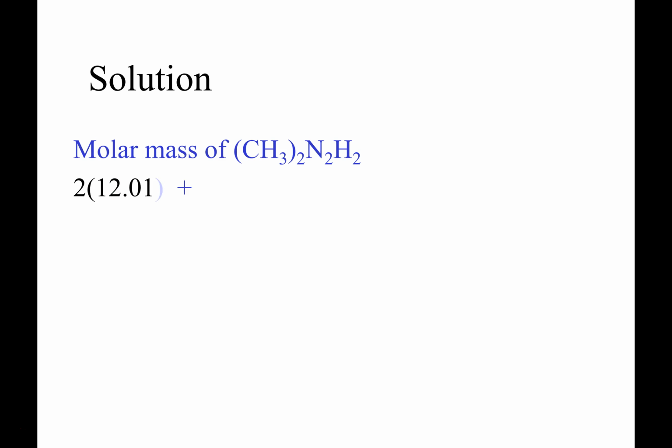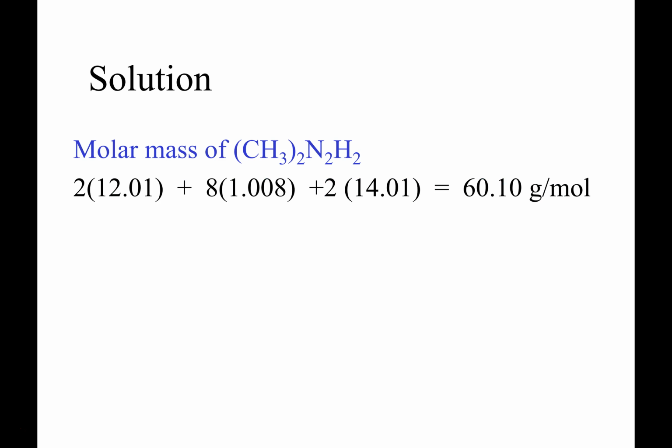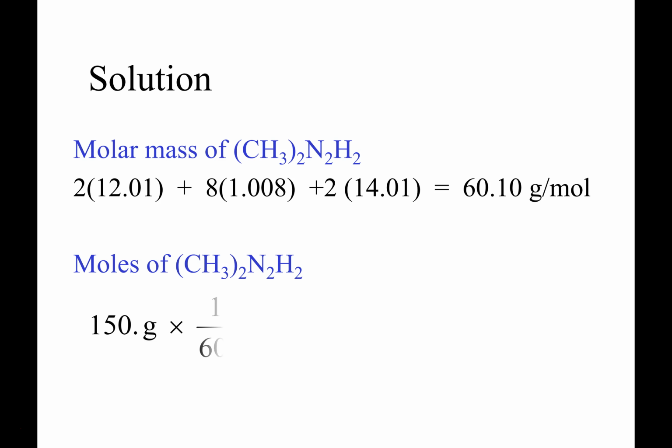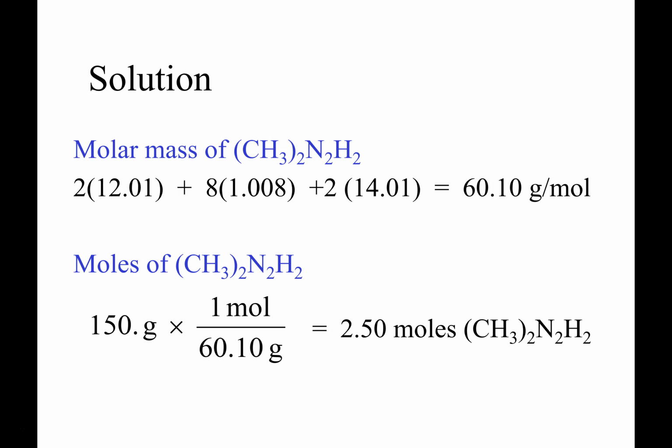So let's go ahead and convert that 150 grams of dimethylhydrazine into moles. So here I did do what I'm supposed to do, show you the molar mass of this compound, take 2 times carbon, 8 times hydrogen, 2 times nitrogen, and we get 60.10 grams per mole. If we make our first term 150 grams times 1 mole over 60.10 grams, the molar mass, give ourselves 3 sig figs. So you're looking at 2.50 moles of dimethylhydrazine.